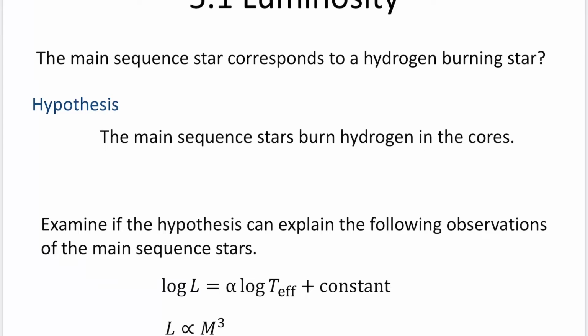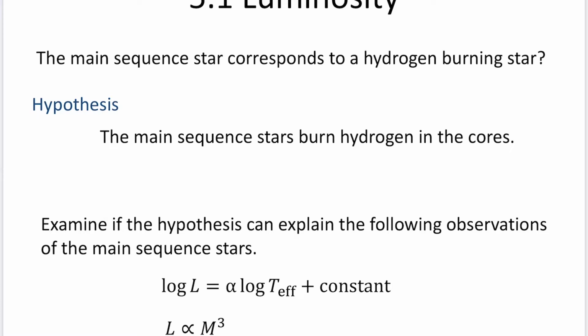First topic is luminosities. So we have really big questions about the stars. The main sequence stars correspond to hydrogen burning stars. We are wondering if the main sequence stars, like our Sun, burn the hydrogen at the centers. So we'd like to make a hypothesis: the main sequence stars burn hydrogen in the cores.